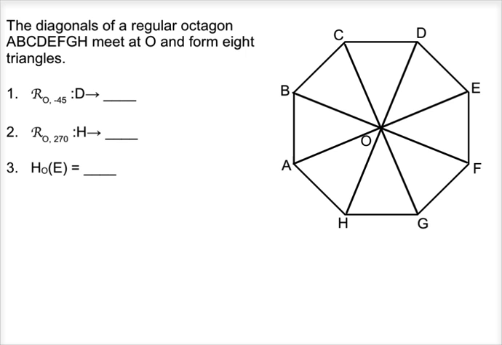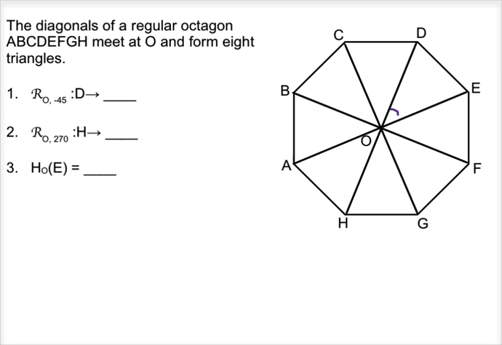The diagonals of regular octagon ABCDEFGH meet at O and form 8 triangles. So I want to figure out the rotation about center O being negative 45, where does D end up? Well, the first thing I really should figure out is how big are all of these angles in here.